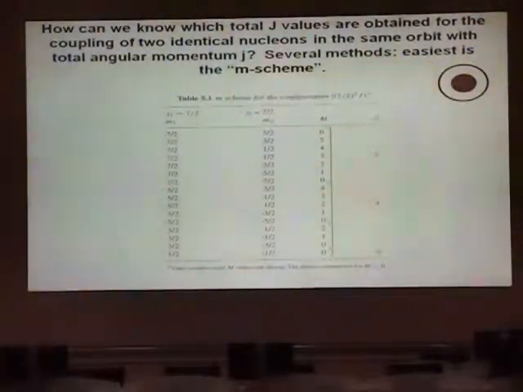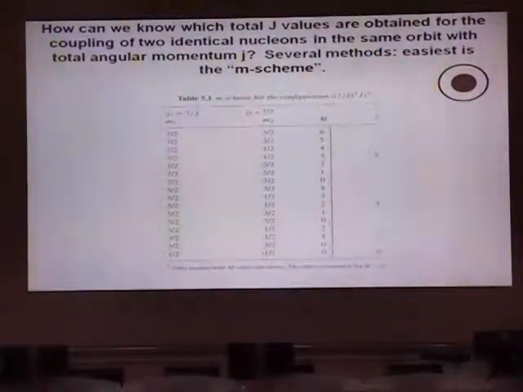So let's illustrate the M scheme. Are these numbers readable at the back? Yes. Okay. So let's consider two particles in an f7 halves orbit. This notation, by the way, with the superscript, means that many particles in that orbit, and this is the total J.